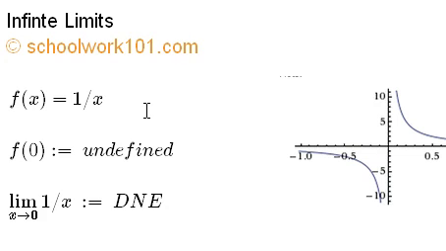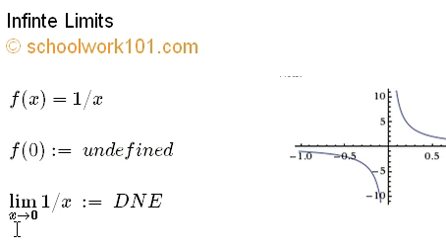Alright, we are looking at infinite limits. And the first one we're going to look at here, f of x is equal to 1 over x. If I were to plug 0 into this function, because 0 is in the denominator, this thing is undefined at 0. But that doesn't tell us what's happening to the graph, either on the right hand side of 0 or on the left hand side of 0.